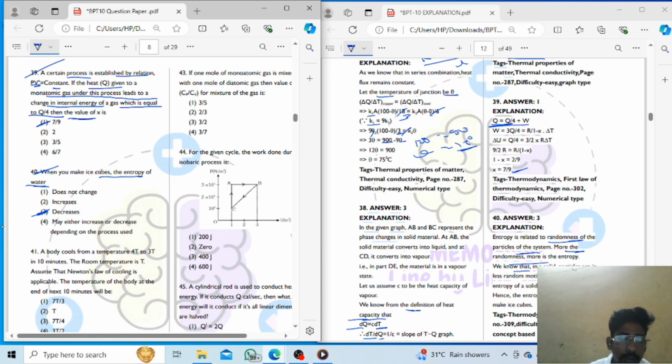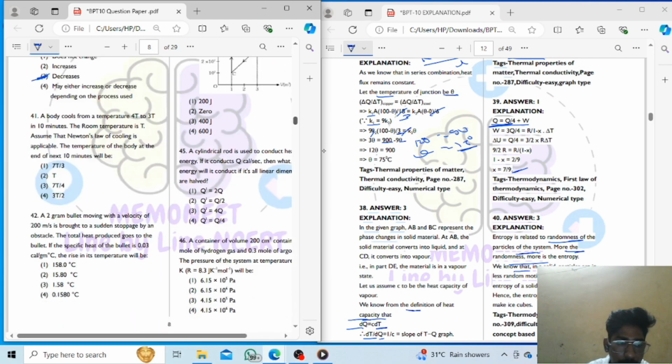Always: gas to liquid decreases, liquid to solid decreases, solid to liquid increases, liquid to gas increases, as the randomness increases. Randomness is nothing but directly proportional to the intermolecular distance.